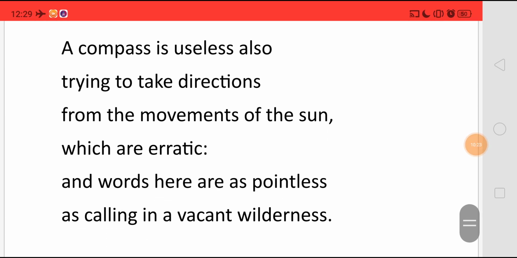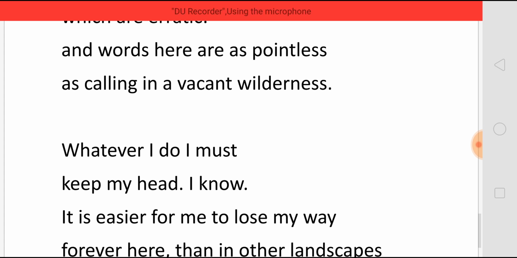A compass is useless also trying to take directions from the movements of the sun, which are erratic. See, generally to know the direction we'll use a compass, but here the compass is useless, and even trying to find the direction using the sun is not very effective, because in our mind even the sun is erratic, that is, it's not correct. And words here are as pointless as calling in a vacant wilderness, and shouting out and asking whether anyone is there, whether anyone can guide you also is no use, because it's vacant. No one is there to help you.